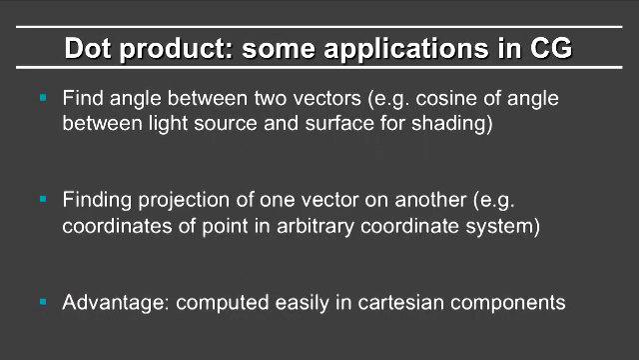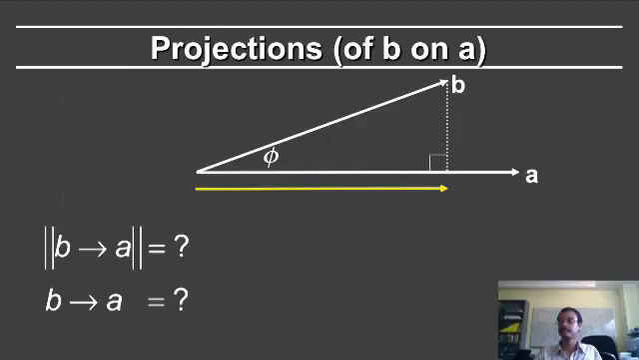Let's look at some applications in computer graphics. The obvious one is to find the angle between two vectors. I already talked about it. The cosine of the angle between the light source and the surface is very important for shading. It's also important to find the projection of one vector on another. Example, when you want the coordinates of a point in a new coordinate system. And the advantage of the dot product is that it is easily computed in Cartesian coordinates.